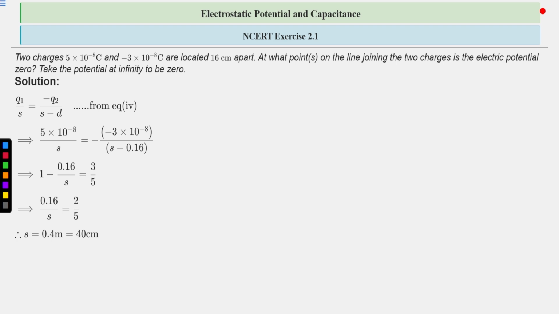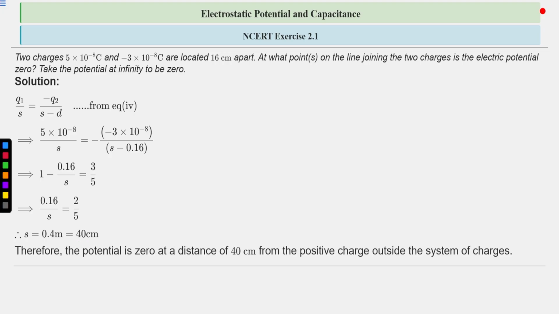So there are 2 points where potential due to both charges is 0. The first point is at a distance of 10 centimeter from the Q1 charge, and the second point is at a distance of 40 centimeter from the Q1 charge. So these are the 2 points where potential due to both charges is 0. Therefore the potential is 0 at a distance of 40 centimeter from the positive charge outside the system of charges. Inside the system of charges, the point is at 10 centimeter from Q1. Outside the system of charges, the point is at 40 centimeter from the positive charge.